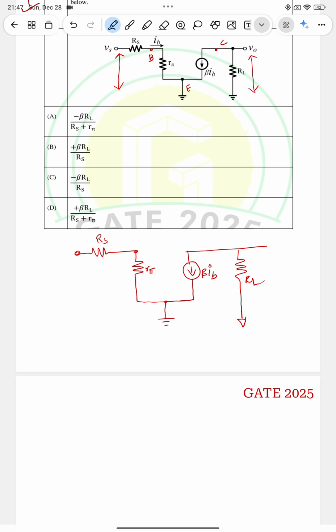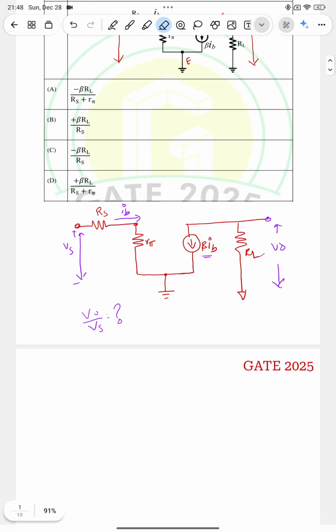This is the Vs voltage, and this is V0. The voltage across RL is V0, and this is a current IB flowing in. This is actually a dependent source, a current source whose current depends upon the current IB. So we need to find V0 by Vs. How to find that?